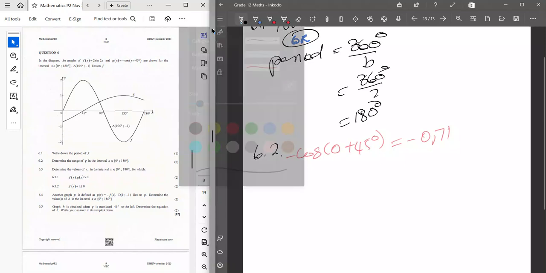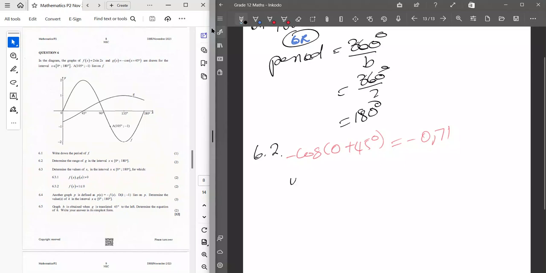Now, to answer the question, we'll say Y is an element of negative 0.71 to the maximum value, which is positive 1, all included. With that being said, you have all your marks.